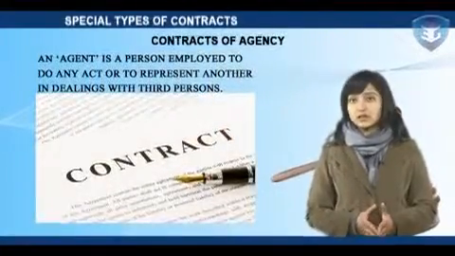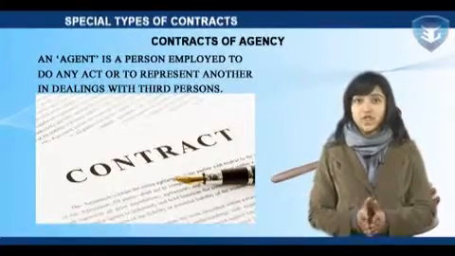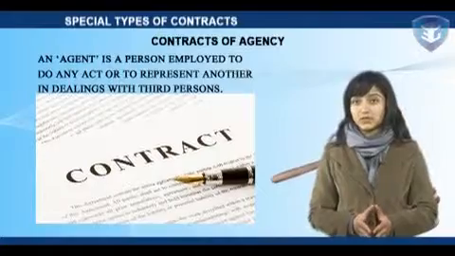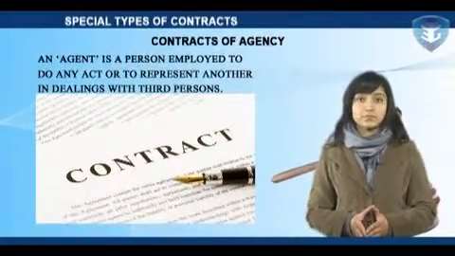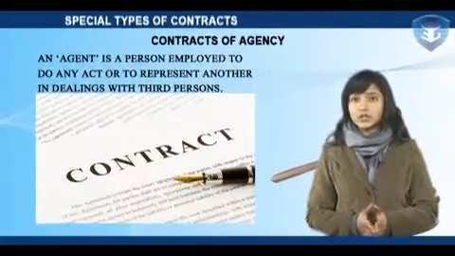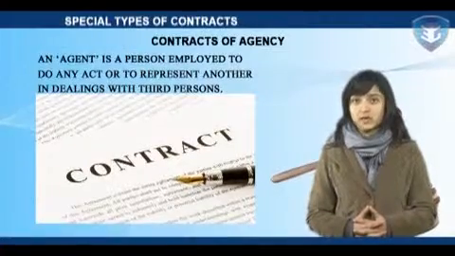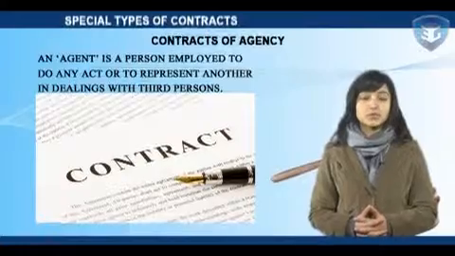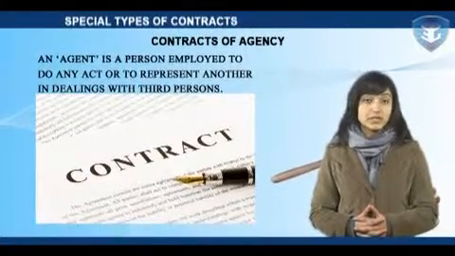Let us now discuss the contracts of agency. An agent is a person employed to do any act or to represent another in dealings with third persons. The person who employs the agent and for whom such act is done or who is so represented is called the principal. The relation between the agent and the principal is called agency.